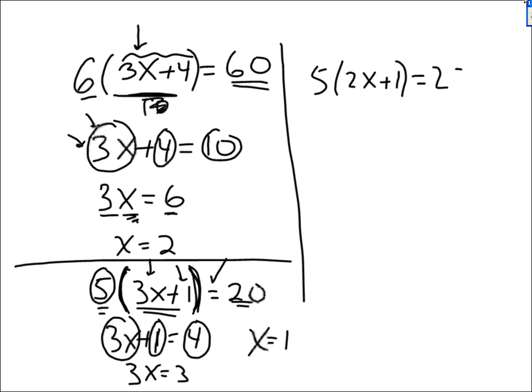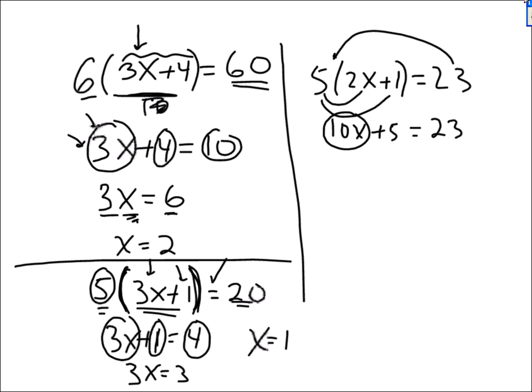Say we got 23. Now, you should know what to multiply 5 by to get 23, because the answer is 23 over 5. But we don't want fractions. So in this case, I would distribute. I would get 10x plus 5 is equal to 23. So that number should be 18. Because 18 plus 5 is 23.